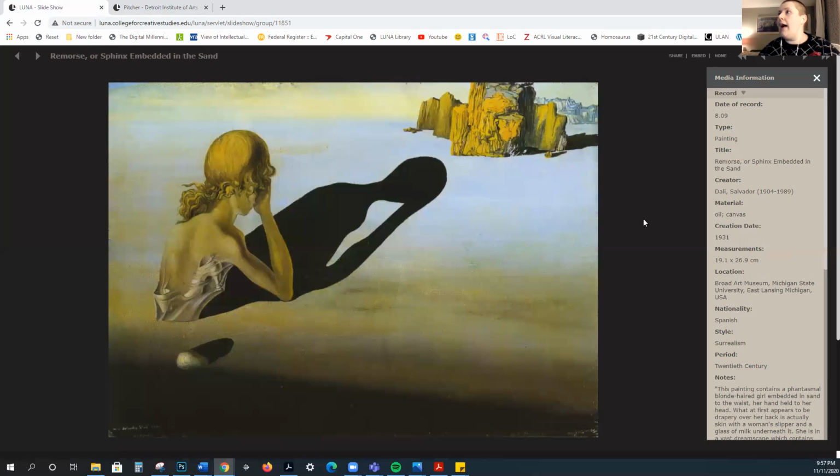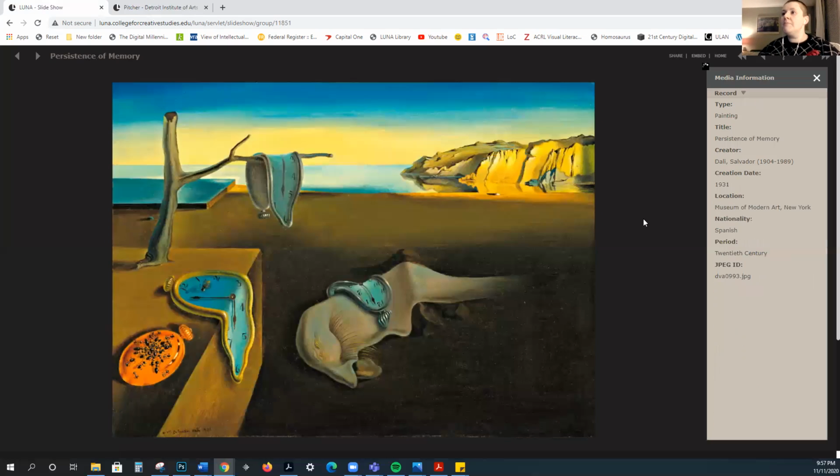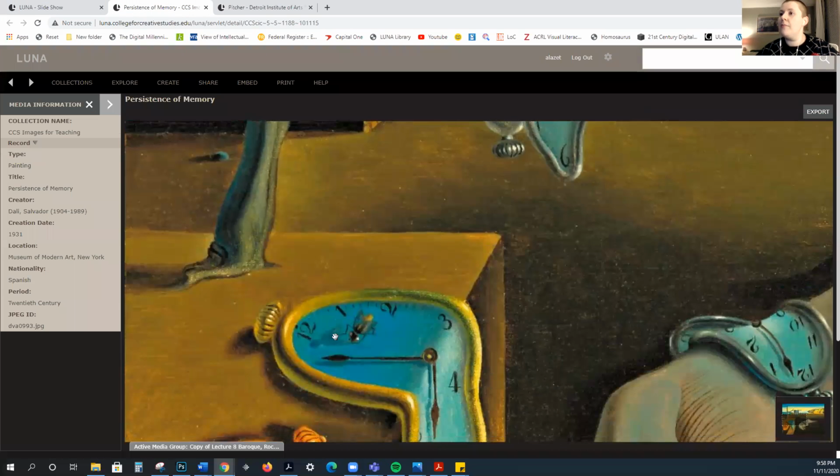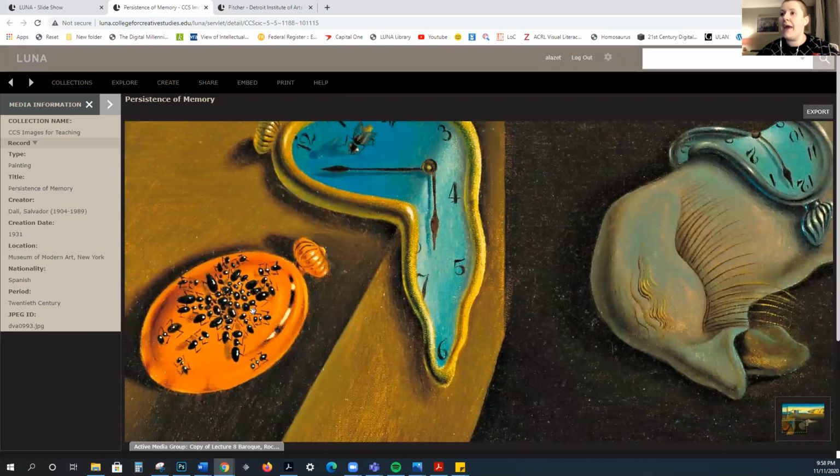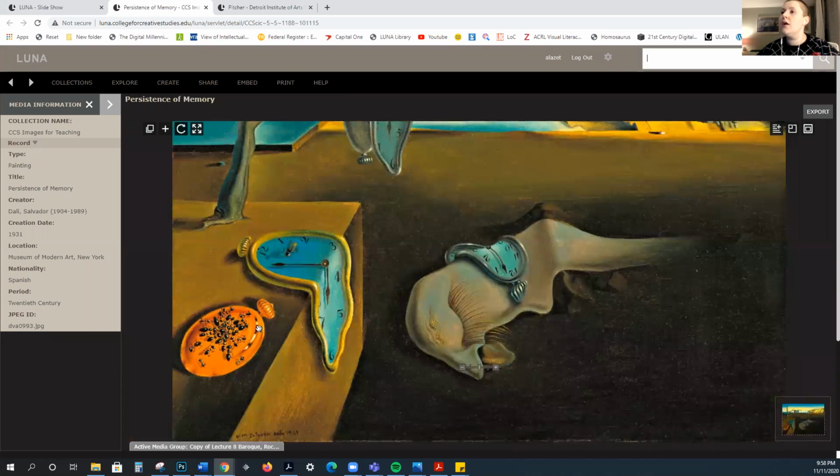subconscious mind. This is actually called Remorse, or Sphinx Embedded in the Sand, and it is at Michigan State University. It's a really great piece if you ever get the chance to see it. Lots of symbolism, The Persistence of Memory, right? So you have this seemingly realistic landscape with these really shrill colors. You have these fantastical nightmarish elements, such as the ants here, the clocks melting. This is a face. Here you see the nose and the eye with the eyelashes extending. And here you can see these ants coming out or going into this pocket watch, right?